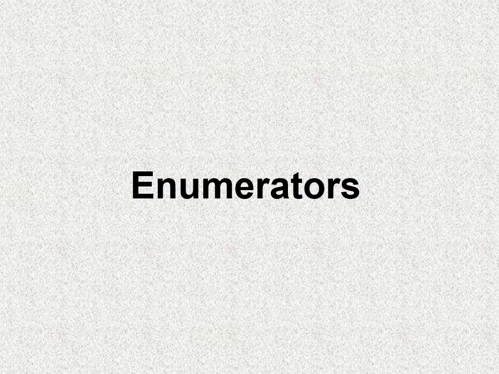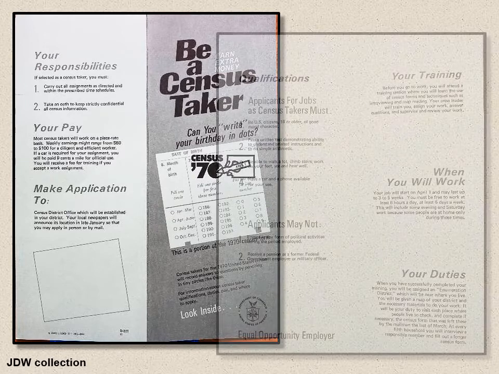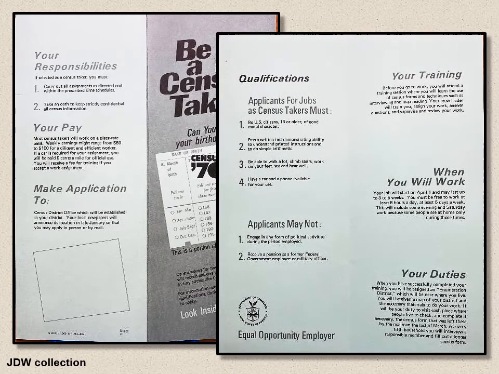Let's look at the enumerators, the people who carried out some of the work, usually follow-up people. But in a conventional area, the enumerators pick up the short form, and if that household is one of the sampling households, ask the question. So look at this, be a census taker, earn extra money. There was a major push to get enumerators for the census, especially from minority areas, minority groups. Your responsibility, your pay, your training, your duties.